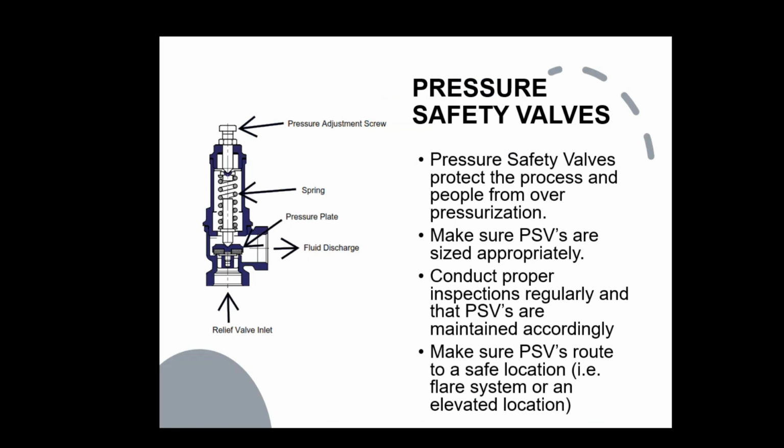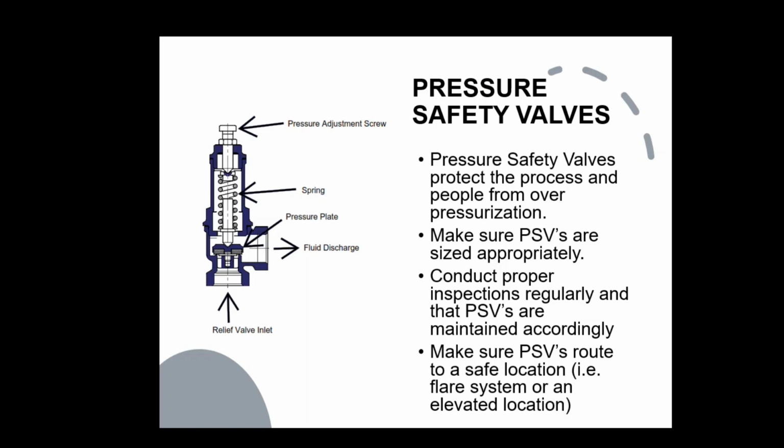Moving on to pressure safety valves. Pressure safety valves protect the process and people from overpressurization. These valves will fly open upon reaching the set point pressure. It is important to make sure that your PSVs are sized appropriately. You do not want to end up in a scenario where the PSV does not work because it was not sized accordingly. This could create a false sense of security for your operators and make them feel protected when really they're not, and this could result in a major injury.